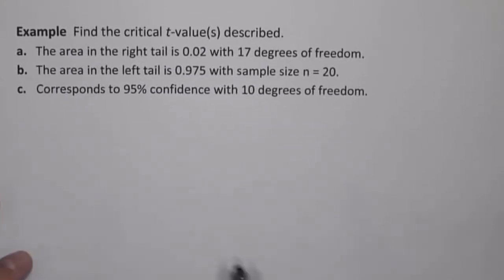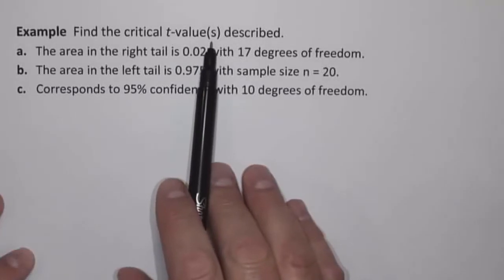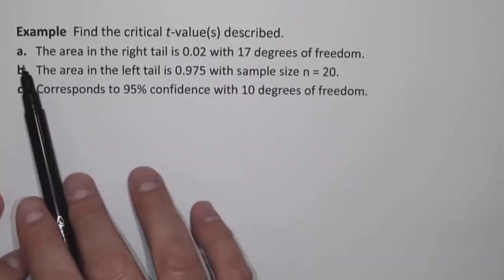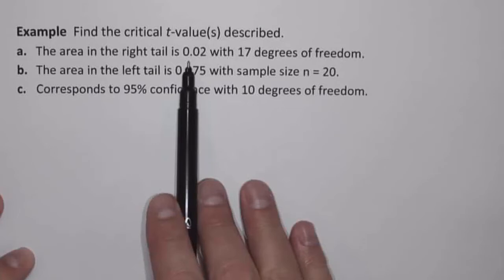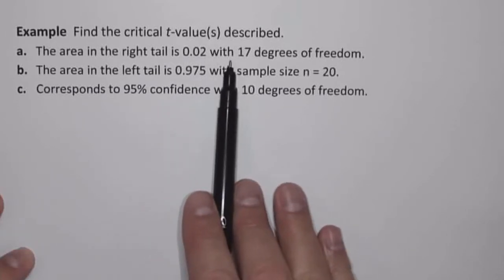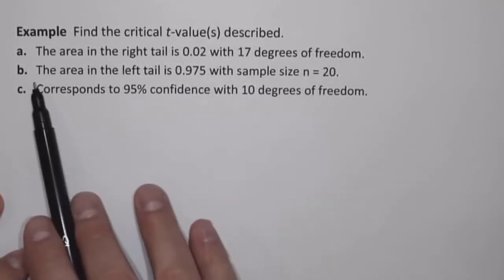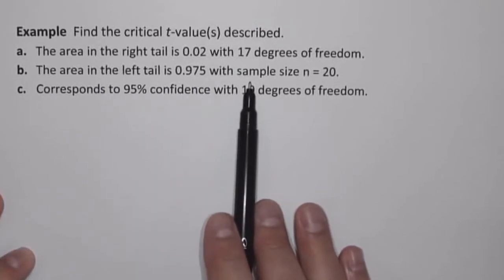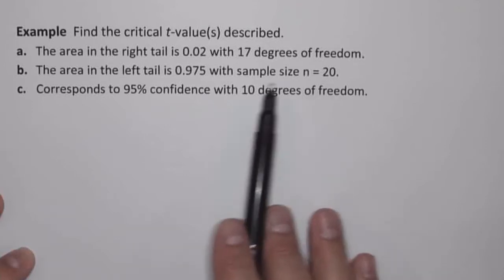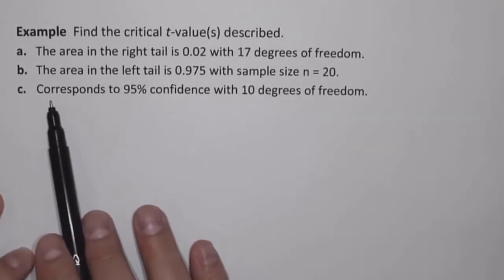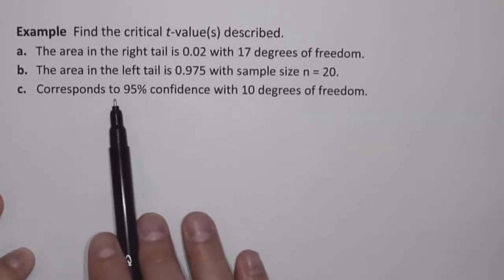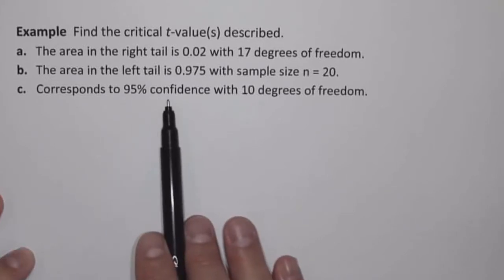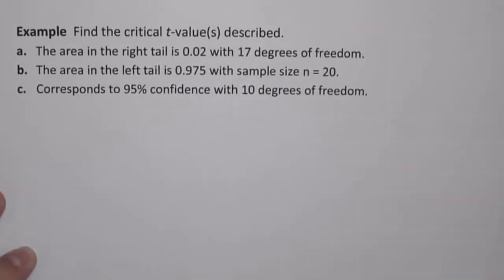So example, find the critical t-value or values described. A, the area in the right tail is 0.02 with 17 degrees of freedom. B, the area in the left tail is 0.975 with sample size n equals 20. And C, we're looking for critical values that correspond to 95% confidence with 10 degrees of freedom. So what exactly does this mean?